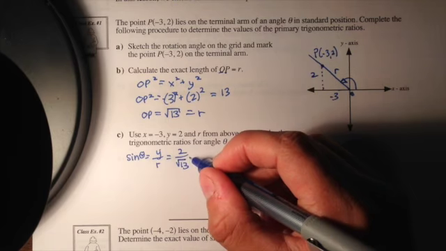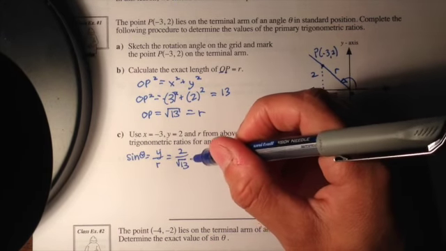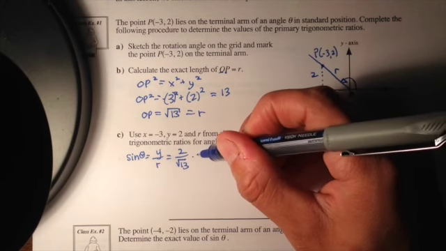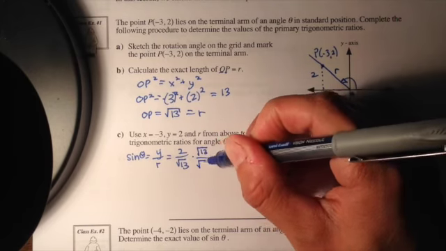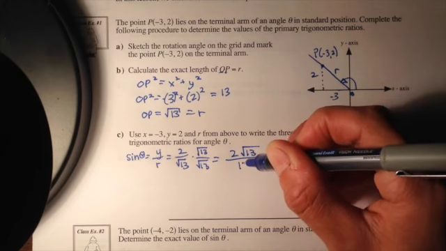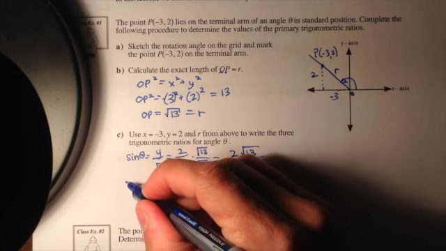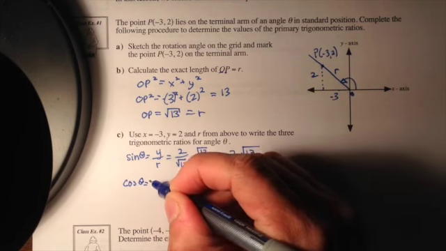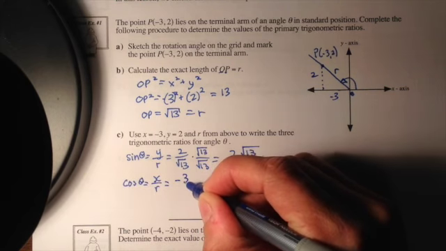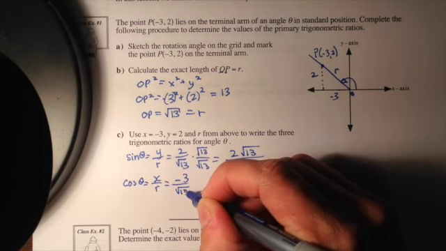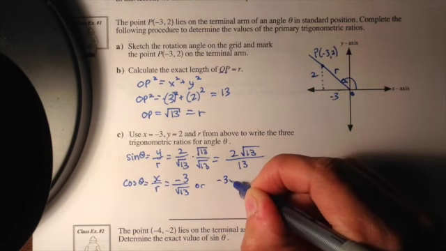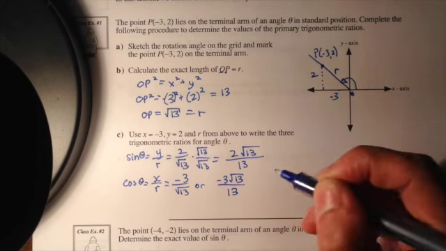And remember from last unit, if we wanted to rationalize our denominator, we would have to multiply it by the conjugate, or in this case, we're just going to rationalize it. So I'll multiply that by rad 13 and that by rad 13, in which case we'll be left with 2 rad 13 divided by 13. Moving on to our cosine ratio, cosine theta is equal to x over r, which is equal to -3 over rad 13. Or again, if we rationalize it, I'll have -3 rad 13 over 13.